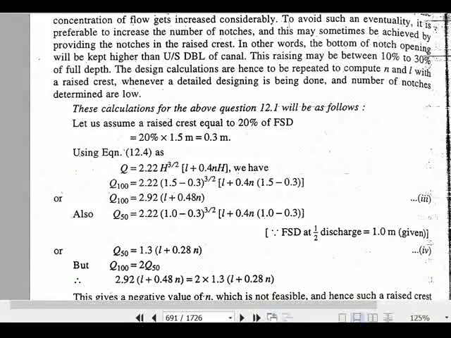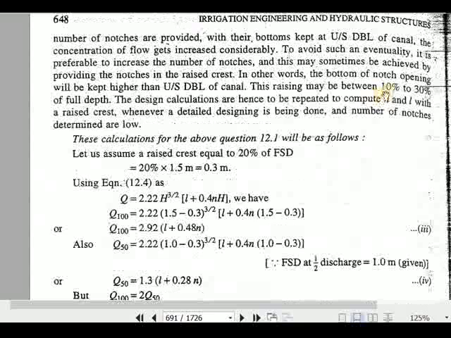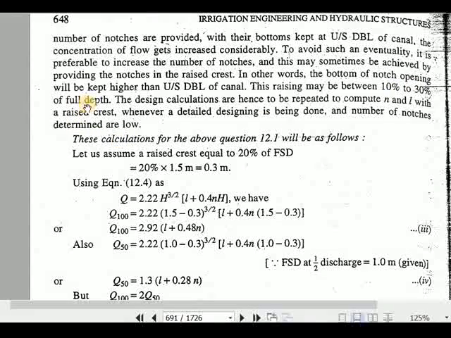At the upstream side, water just crossing the crest is a little bit higher. How much higher? It is 10 to 30% of full supply depth. The rising of the crest may be between 10 to 30% of full supply depth. For example, if it is 20%, with full supply depth 1.5 meter, 20% is 0.3 meter.